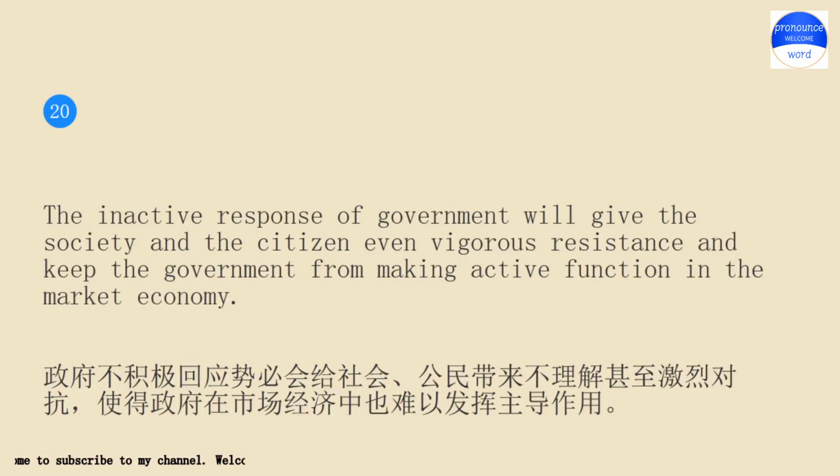The inactive response of government will give the society and the citizen even vigorous resistance and keep the government from making active function in the market economy.